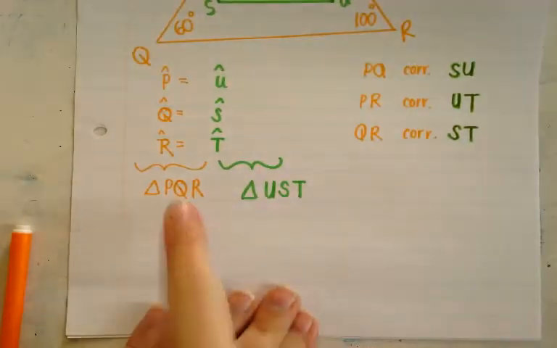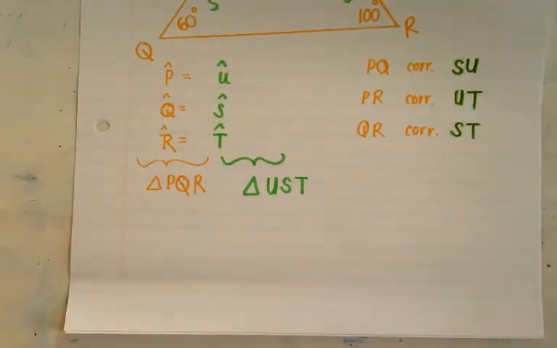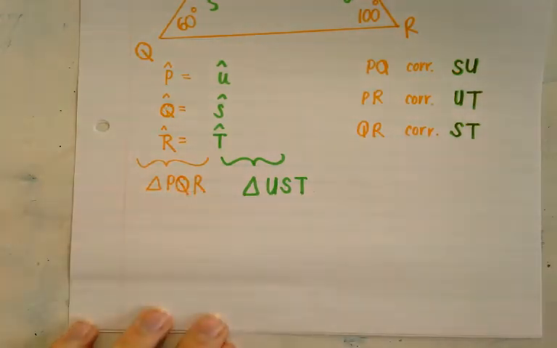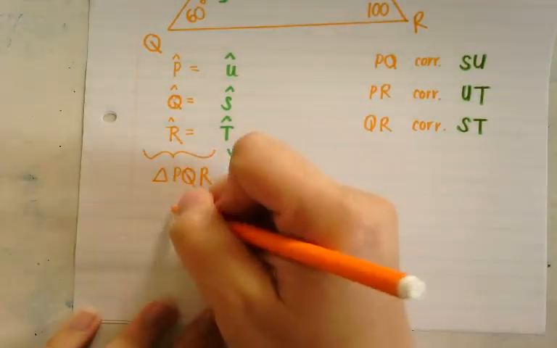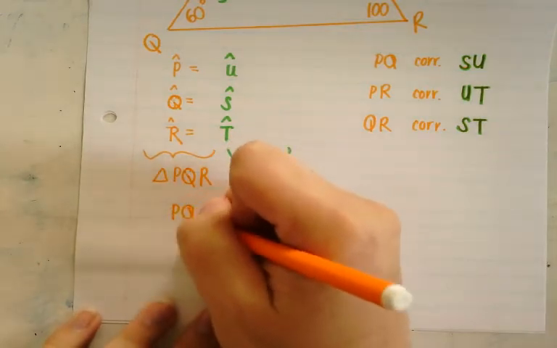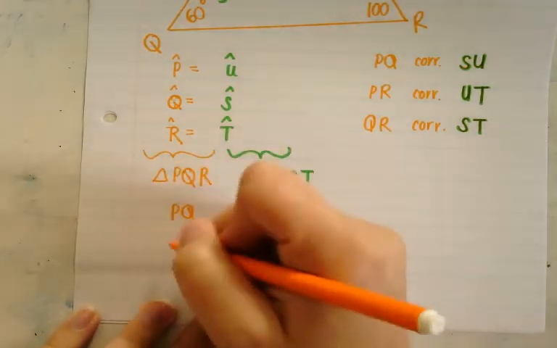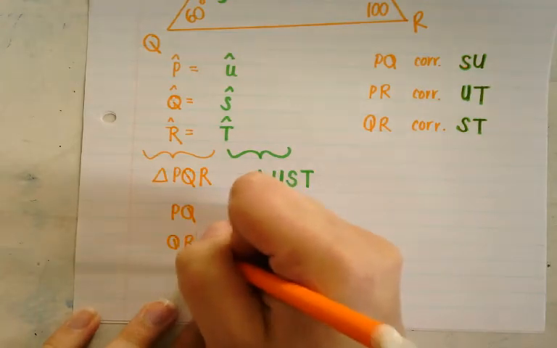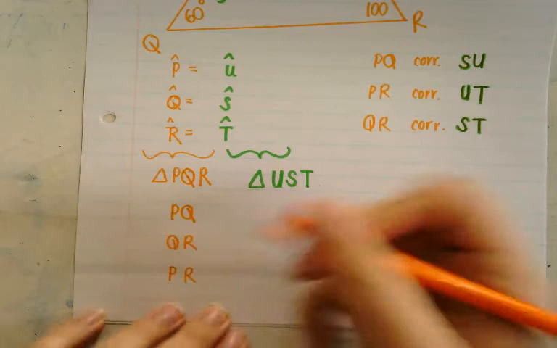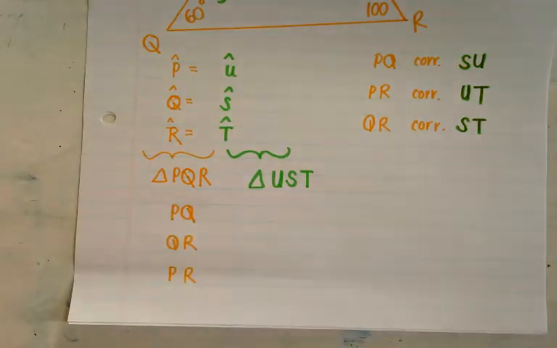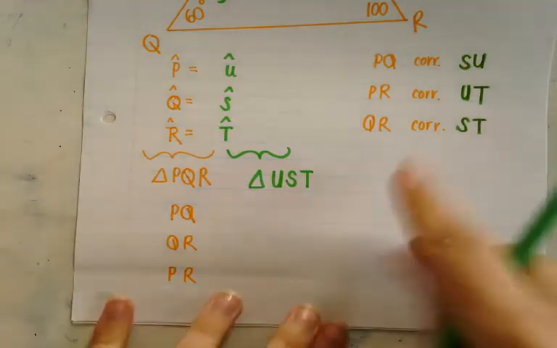So let's look at my orange name. There are 3 letters. All of them refer to an angle, but when I take 2 letters together, it refers to a side. So my first 2 letters would be PQ, QR, and my first one and my last one, PR. Okay? Now let's just ignore the matching sides for a moment and only look at the name of my triangle.